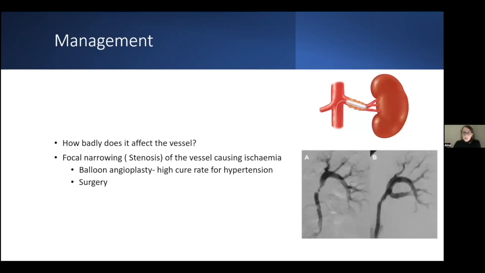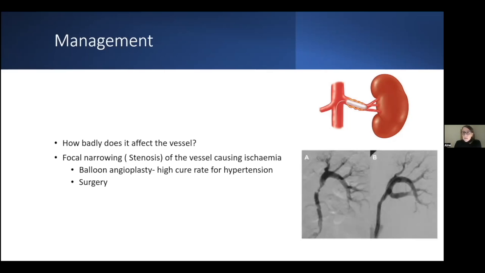Secondly, is how badly does it affect the vessel? So if you have a focal narrowing or tightness or stenosis of the vessel, this can cause downstream effects, causing a lack of blood supply to whatever organ that vessel is supplying. So here on the right, you see a CT angiogram of, again, the renal arteries. So in image A, you see a very tight stenosis or narrowing of the renal artery that's impairing blood supply to the rest of the kidneys.